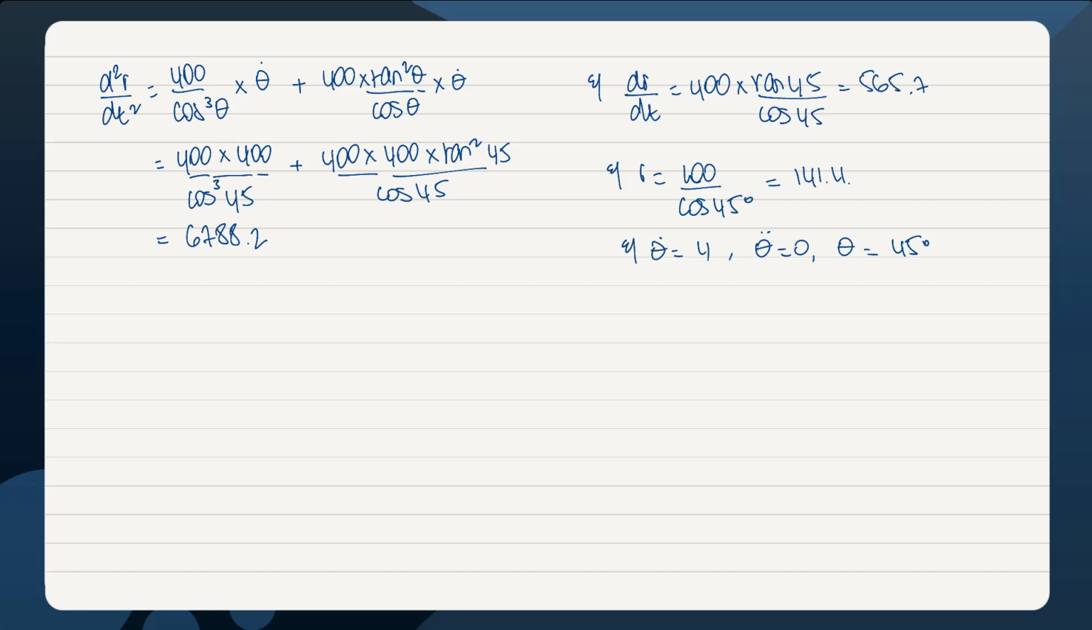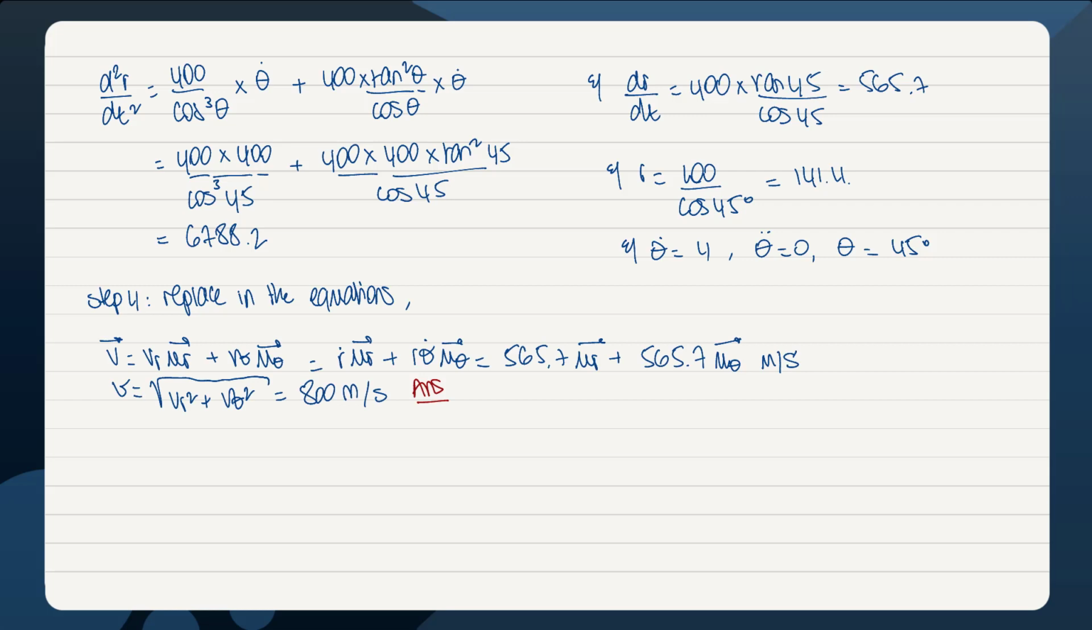Now finally, for step 4, we can replace all these variables in the equations for v and a. So for v, we have vr ur plus v theta u theta, which is equal to r dot ur plus r theta dot u theta. Replacing all the variables here, we end up with v equal to 565.7 ur plus 565.7 u theta. To compute the magnitude of v, we can simply take the square root, which gives us v equals 800 meters per second.